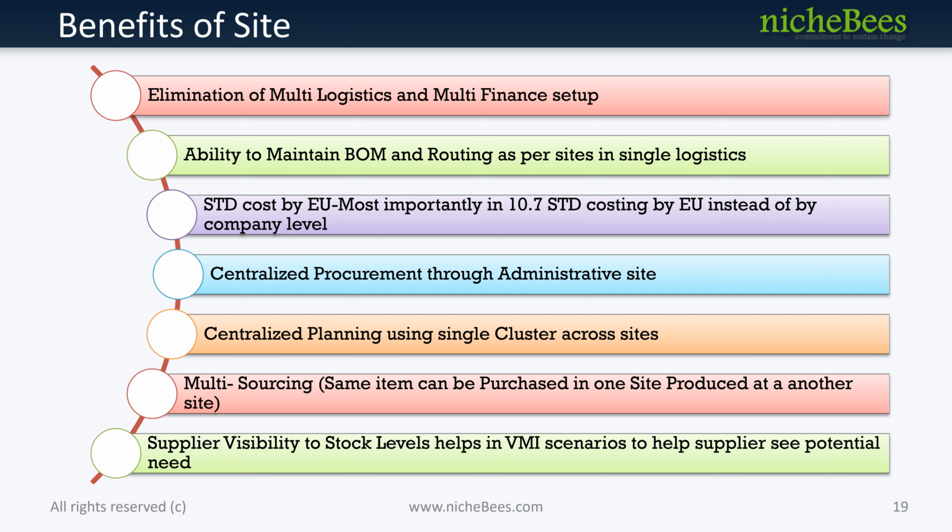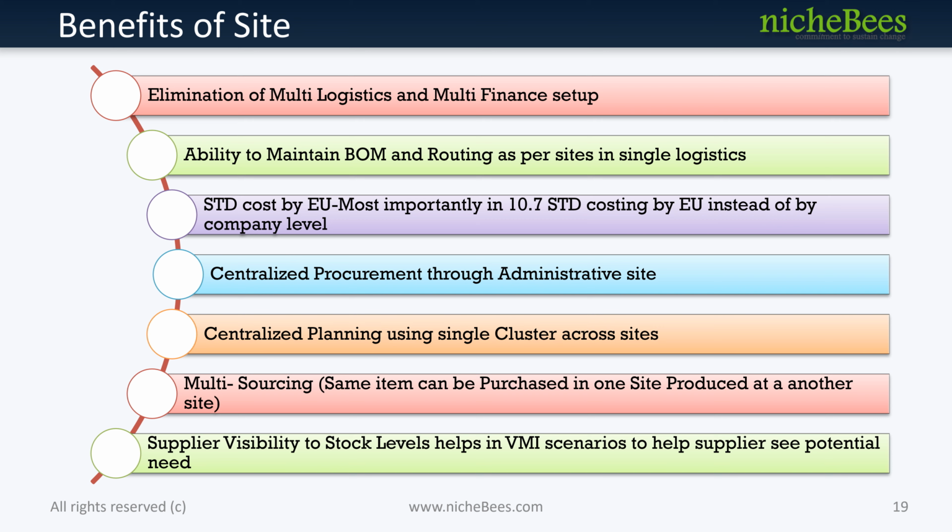Second, the ability to maintain BOM and routing at site level in a single logistic environment. Let's take an example. In a multi-site manufacturing environment, there can be differences in the bills of material and routing because they may build similar products across their operations, but they cannot always use the same materials and processes due to different constraints, probably machine and material unavailability. Hence, to accommodate such variants, BOMs, routing, and other master data will be maintained at site level.